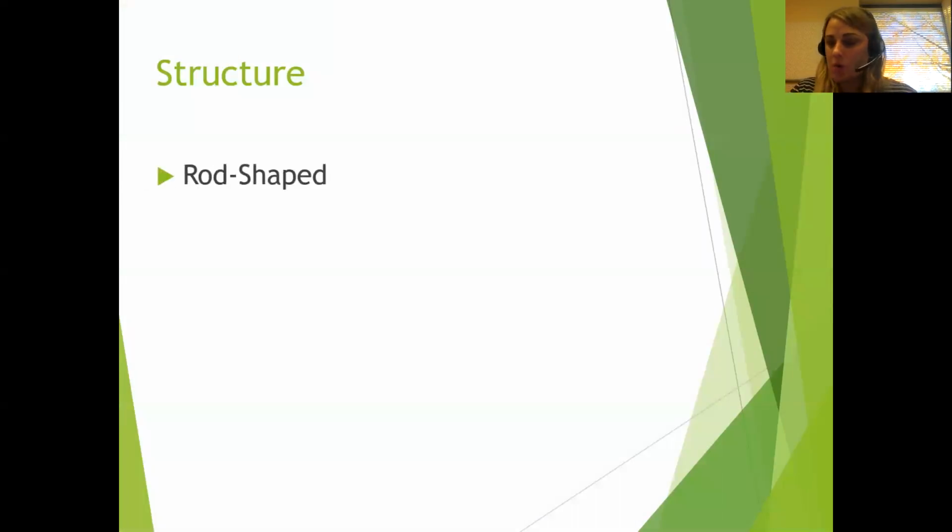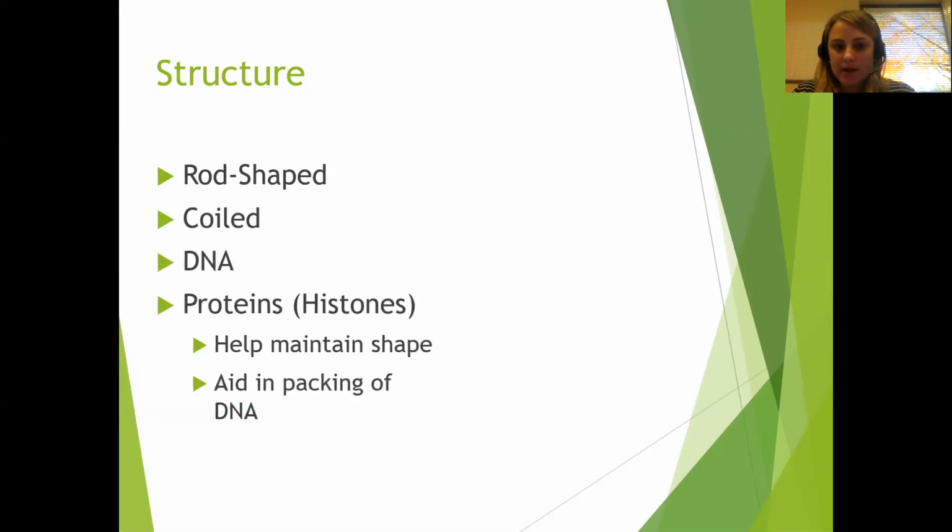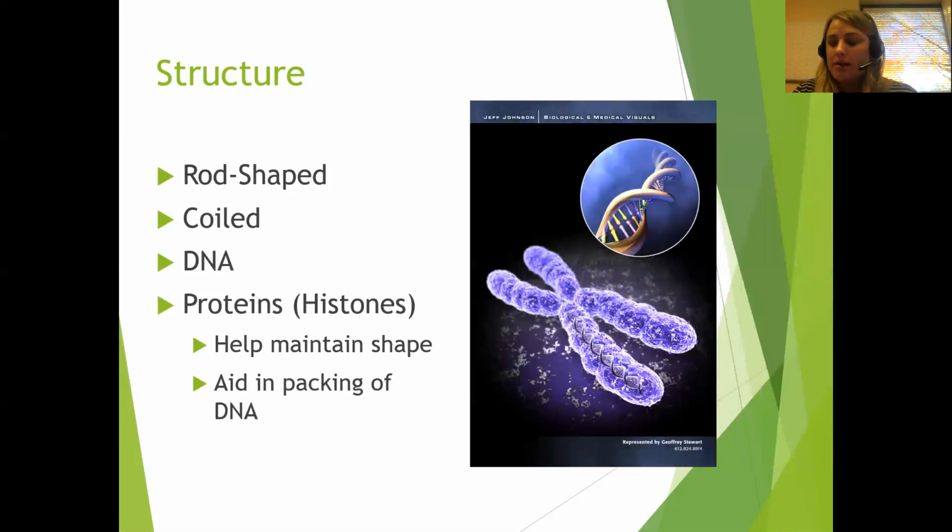So what is a chromosome? What is its structure? If you look at a chromosome, you're going to notice that it's rod-shaped. It has coiled DNA, and that DNA is going to be coiled around something called a histone, or a protein. These are important because they help maintain the shape of the chromosome, and they're also going to help pack that DNA tightly together.